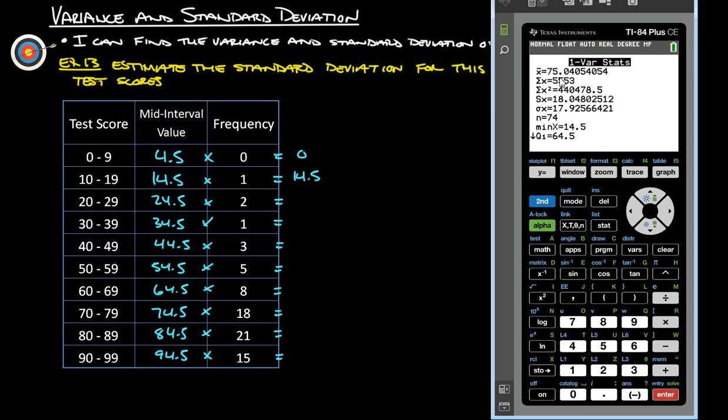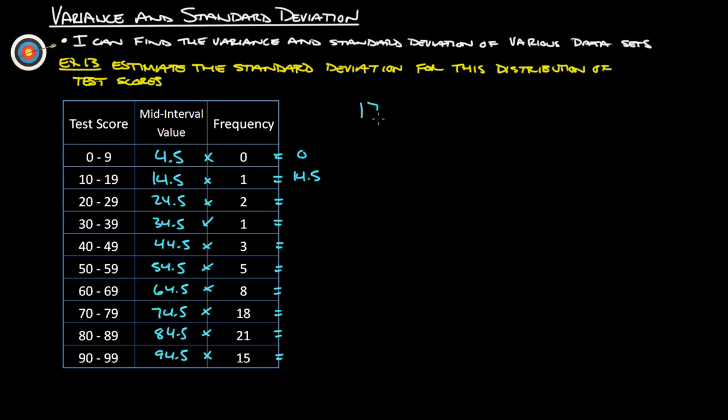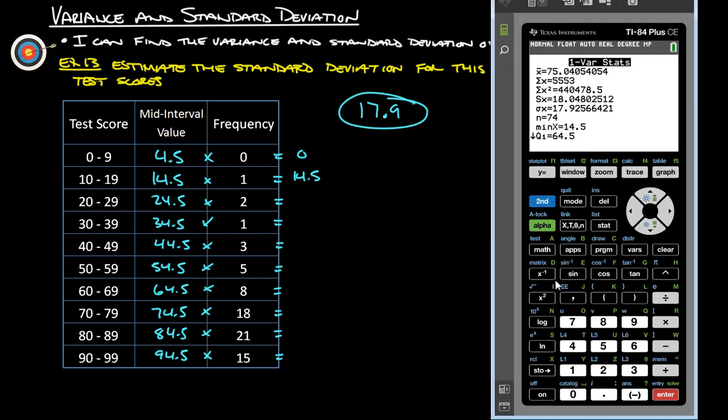It gives us that our mean is about 75, and the sum of all those numbers is 5553, the sum of squares, and so forth. And then look, here's our sigma x. This 17.9 is our standard deviation for this data set. So 17.9 is the standard deviation that we calculated on our graphing calculator. Also notice it gives you the five-number summary: the minimum, quartile 1, median, quartile 3, and maximum as well.